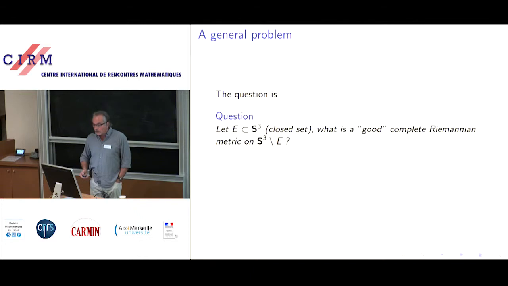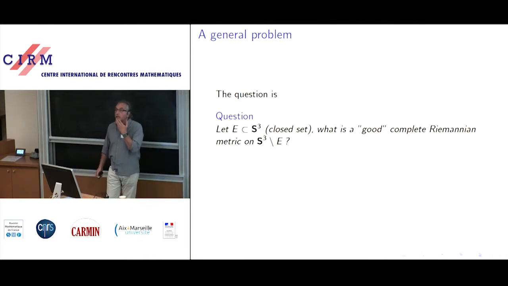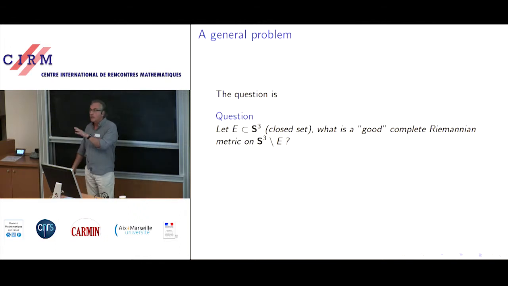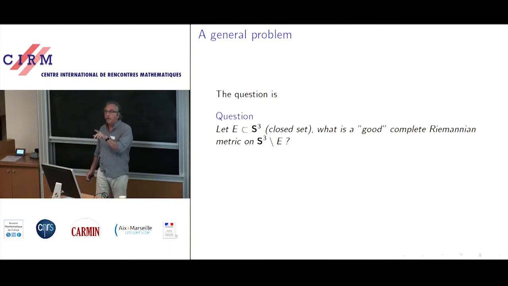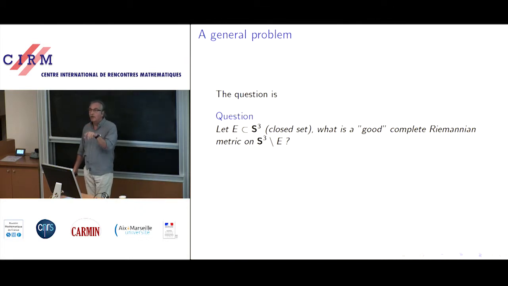Well, anyway, the question I want to address is this one. Take a closed set in the ambient space. What is a good complete metric on the complement? So this was somehow addressed partially by Rod Grover in his lecture, and I come back to this Yamabe problem. Of course, if you ask me what I mean by good, this is part of the question.